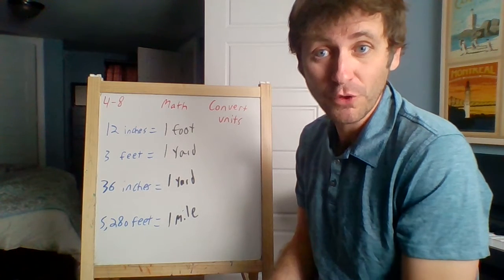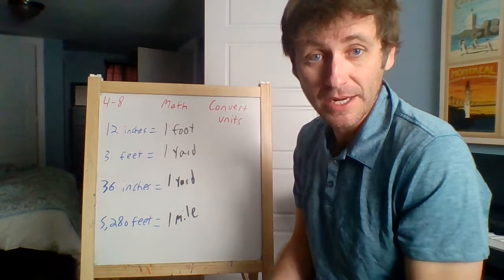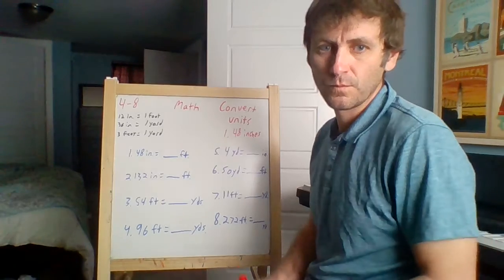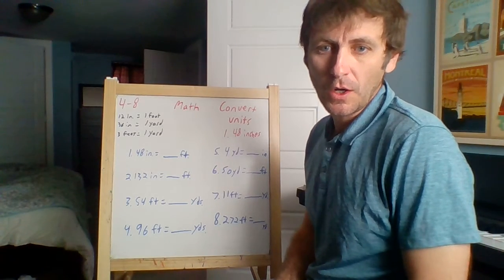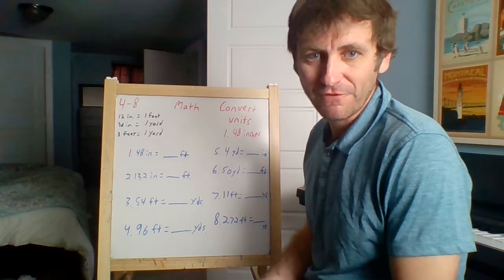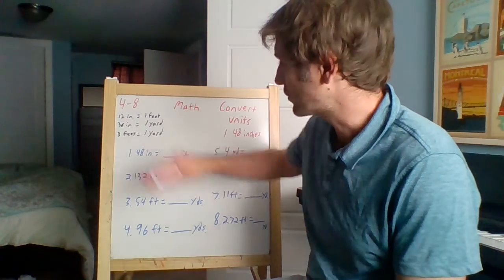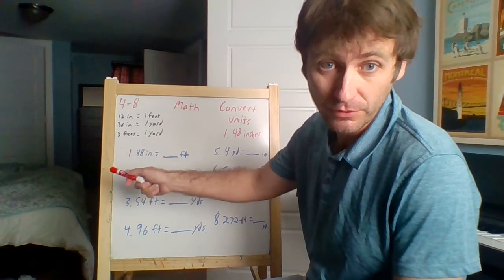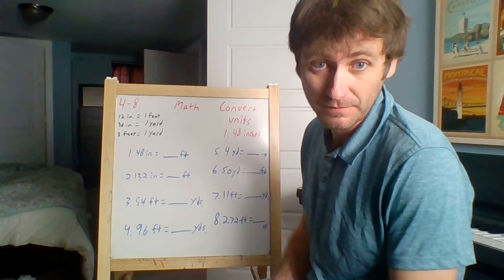All right, I'm going to put a few up here for us to practice together, and then I'm going to send you on your way to do a few more practice here and then on IXL. All right, so let's take a look. We got a few to practice here. Got them in the corner. 12 inches equals a foot. 36 inches equals a yard. 3 feet equals a yard.